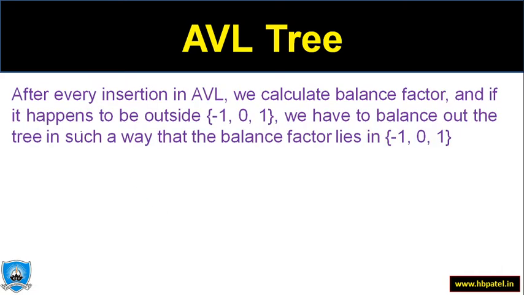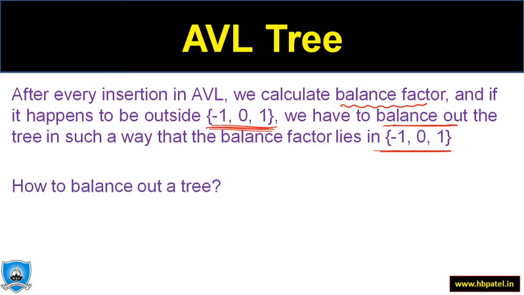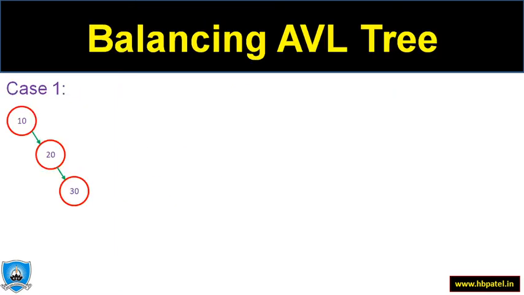So after every insertion in AVL we will be calculating the balance factor, and if the balance factor is not within this range -1, 0 and 1, then we need to balance it out such that at the end you get the balance factor equal to -1, 0 or 1. Now let's see how to balance out the tree. There are 4 different cases. Let's take the very first case.